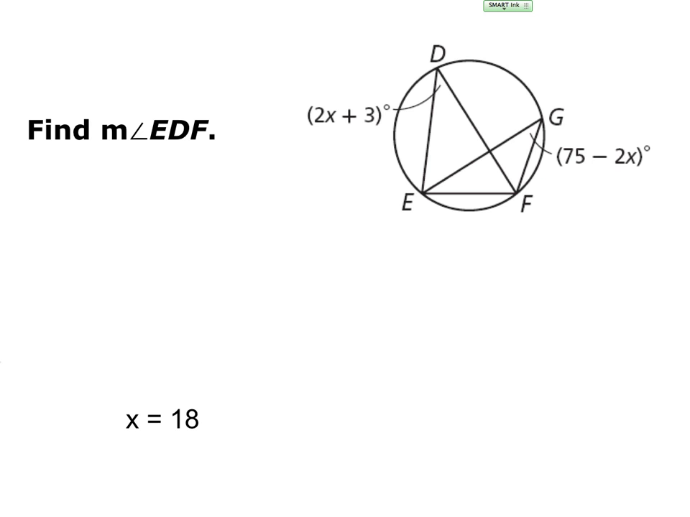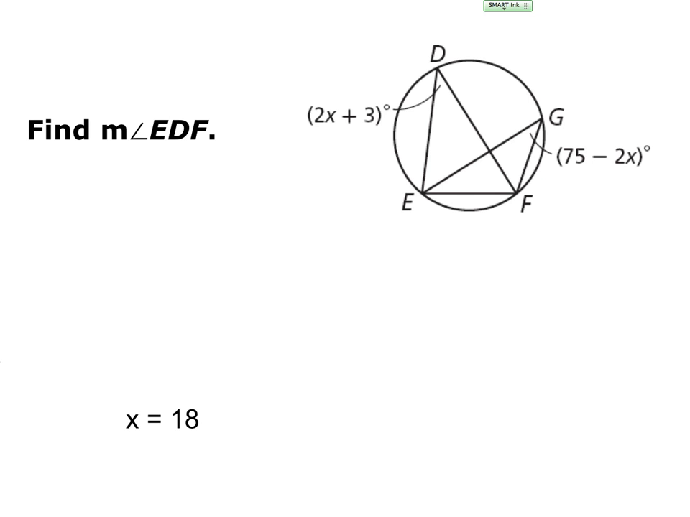That's not the answer to the problem, but that doesn't mean that you know how to do it. How did I get that answer? I take 2x plus 3 is equal to 75 minus 2x because they share the same arc. Then you plug 18 back in for 2x plus 3. And you should get what for the final answer?